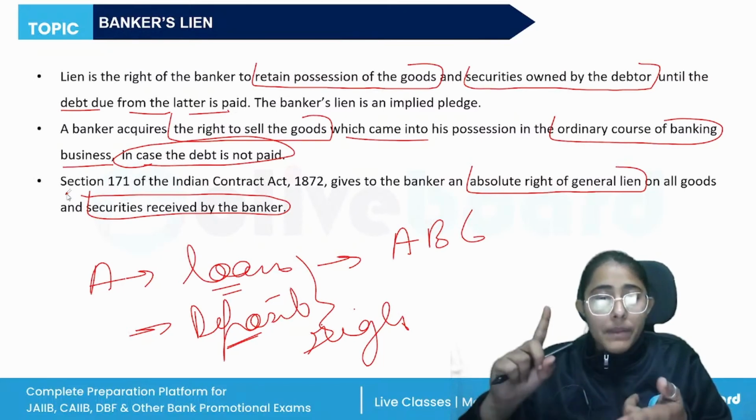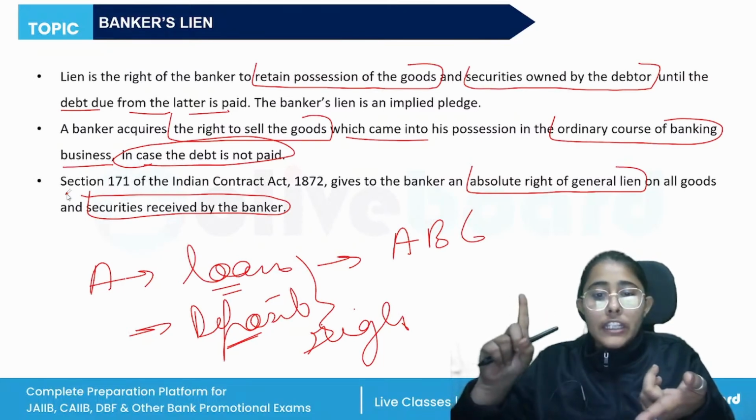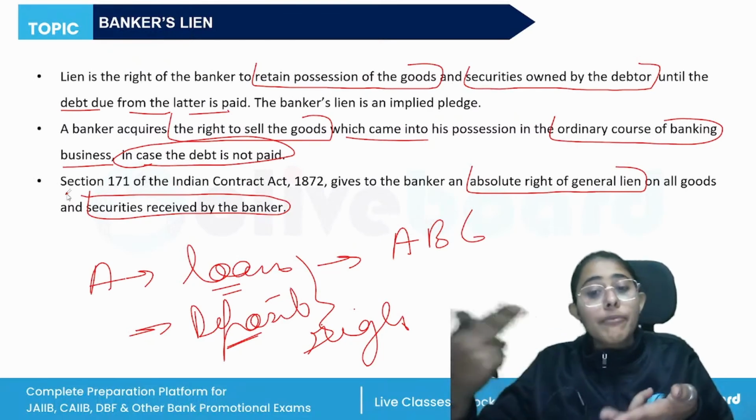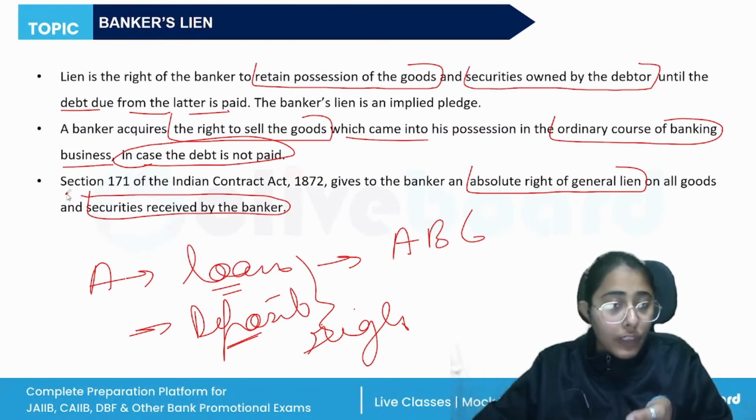So the property must come into the hands of the bank in the normal course of business. Then it should not have been entrusted for any particular purpose. This possession should be lawful. So this is the banker's lien.